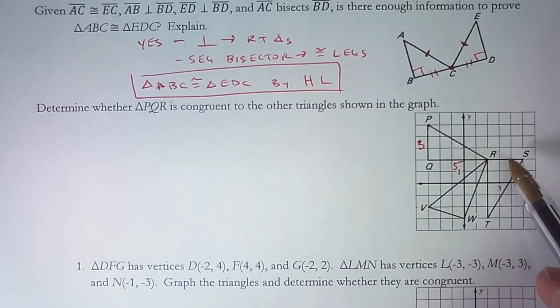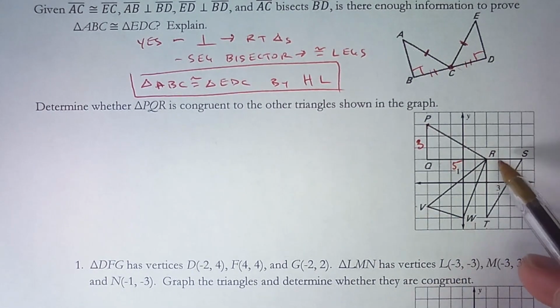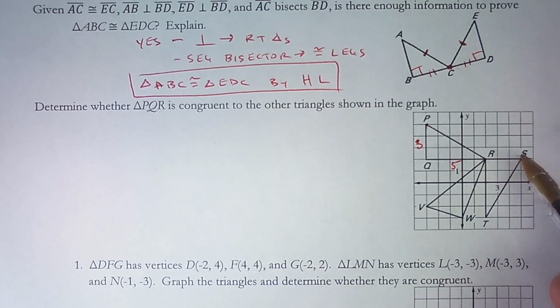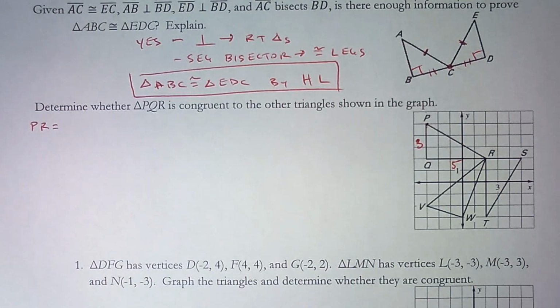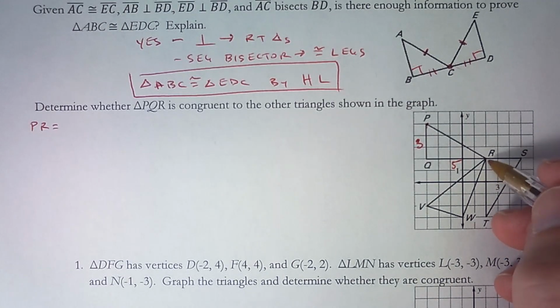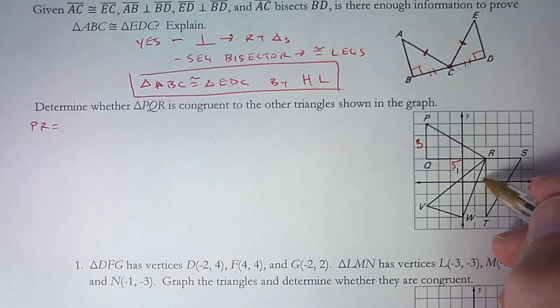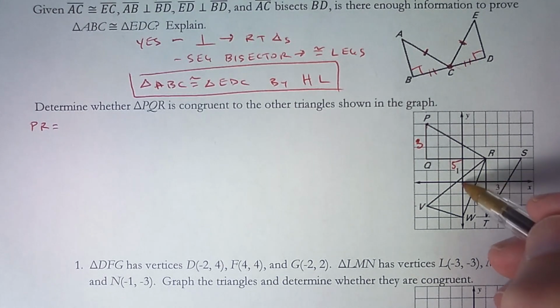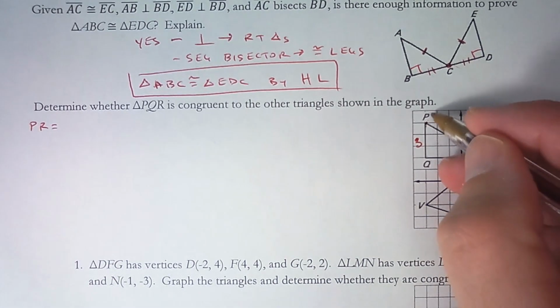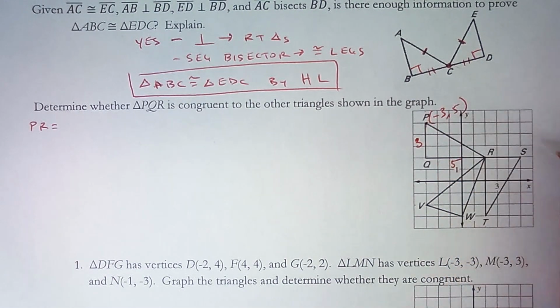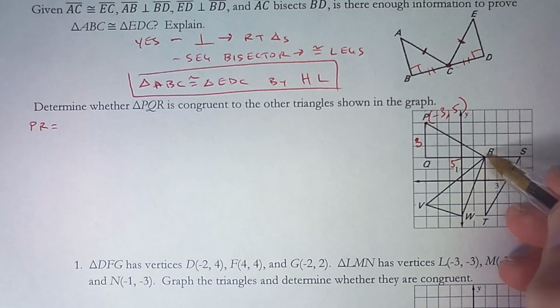For segment PR, I could use the distance formula. So let's try that. We'll do the distance formula for segment PR. The length of PR is, and the distance formula is x minus x squared plus y minus y squared, all under a radical. So let's get some coordinates here. For P, we're at 1, 2, 3, so -3, then 1, 2, 3, 4, 5, so P is (-3, 5). At R, we are at (2, 2).